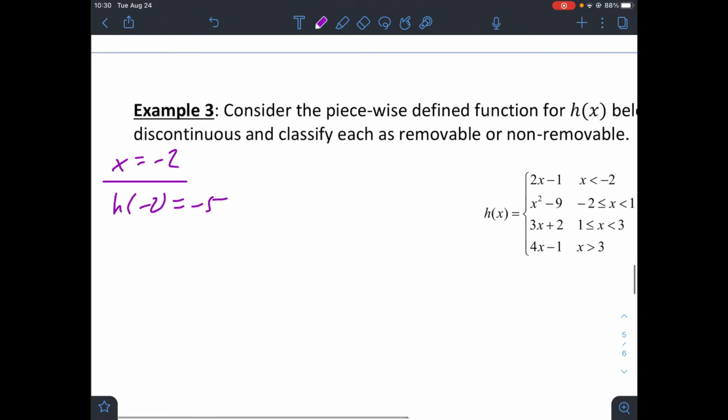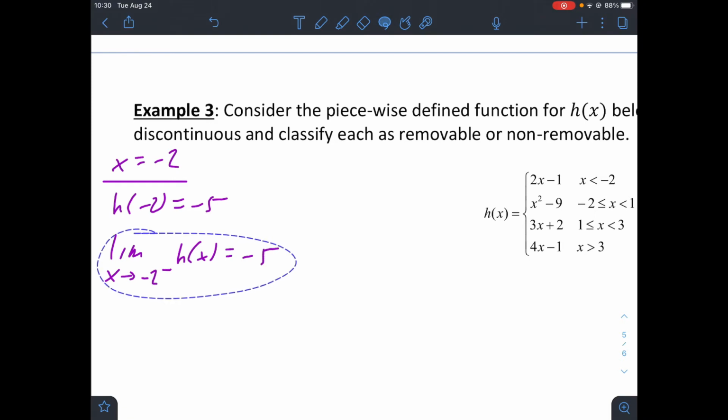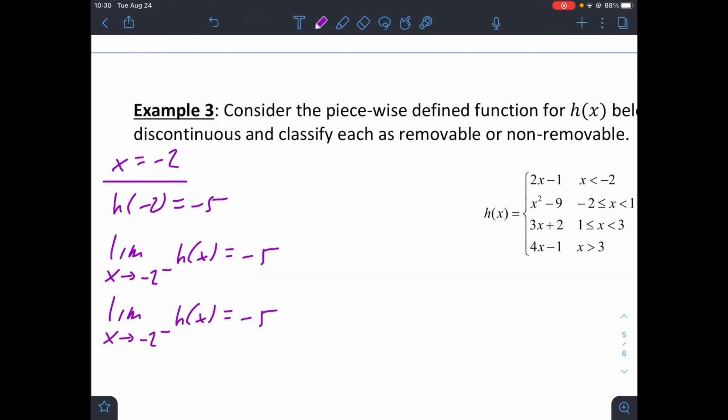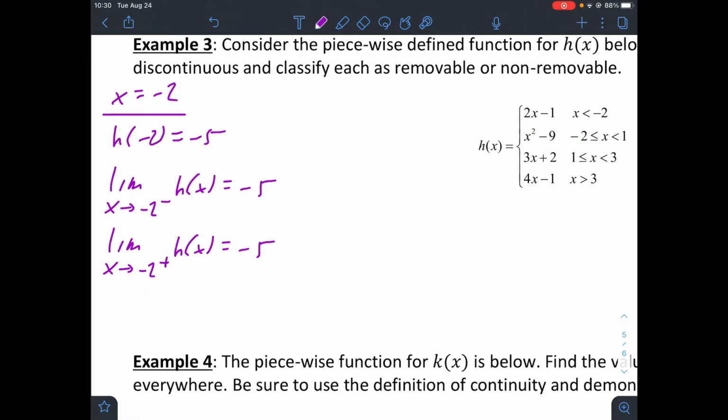Second criteria is the left and right limits agree. So the limit as x approaches -2 from the left of h of x: we put -2 in here and we get 2 times -2 minus 1, which is -5. And the limit as x approaches -2 from the right of h of x: we put -2 into here again, and we get -5. So the limit as x approaches -2 of h of x does exist, and it's -5. The last thing we have to check is, does the y value equal the limit? And it does. Therefore, the function is continuous at -2. Don't need to worry about -2 anymore.